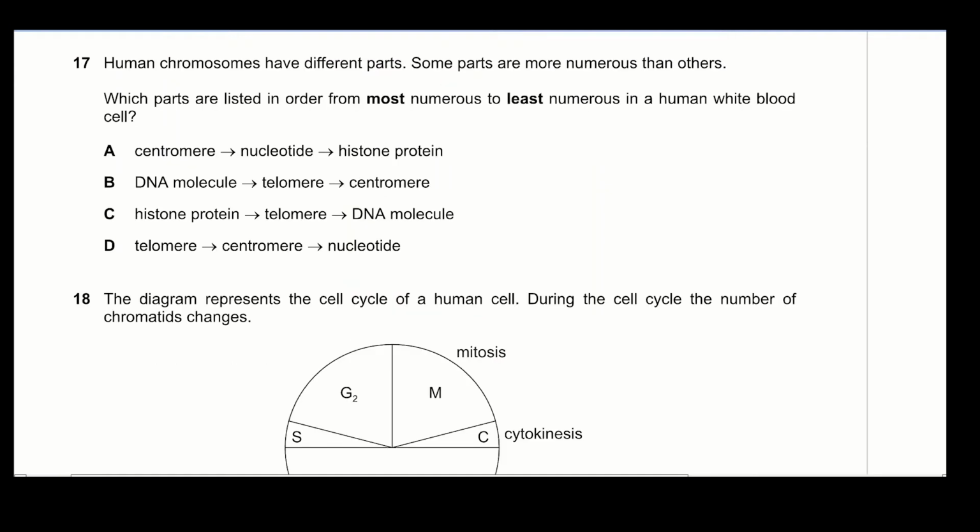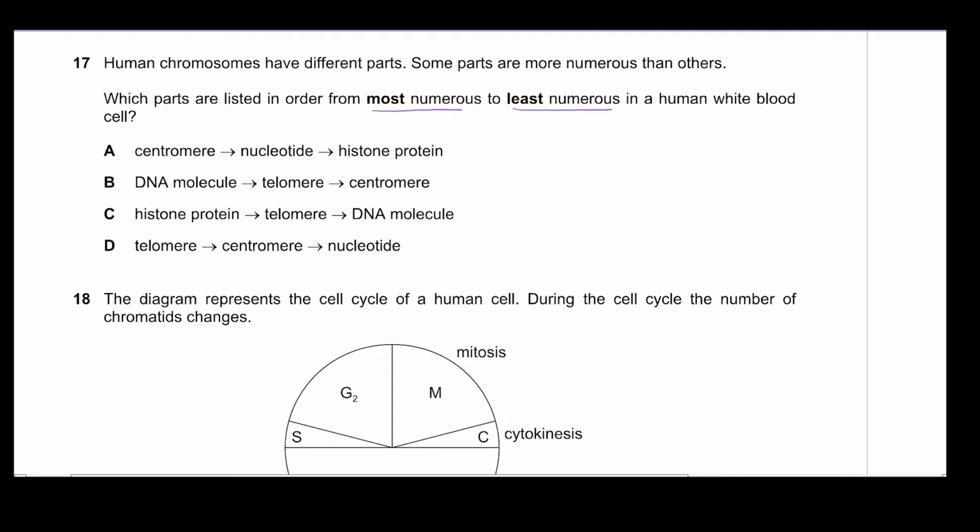Chromosomes have different parts. Some parts are more numerous than others. Which parts are listed in order from the most numerous to the least numerous in a human white blood cell? By most numerous and least numerous, we mean the largest numbers. As we all know, for example, histone proteins have the largest numbers. There are thousands and thousands of histone proteins in a single DNA molecule. Let's see the suggestions we have here.